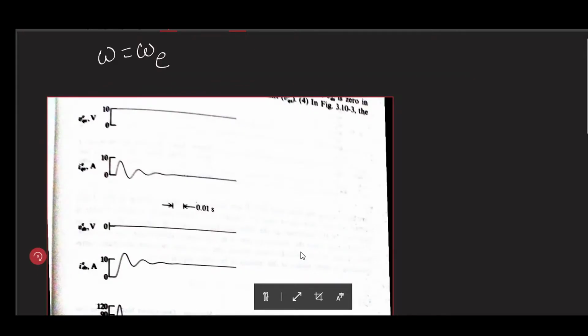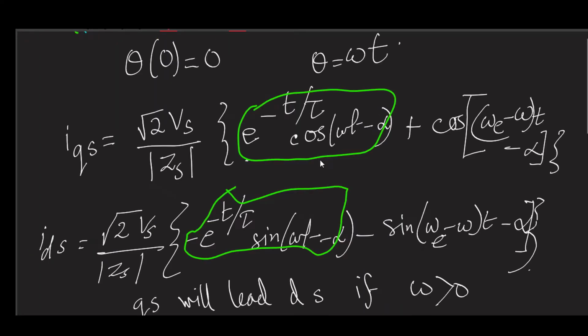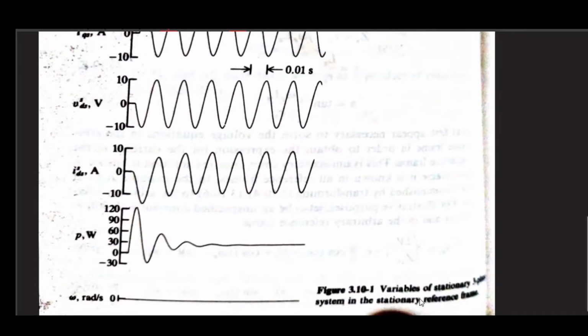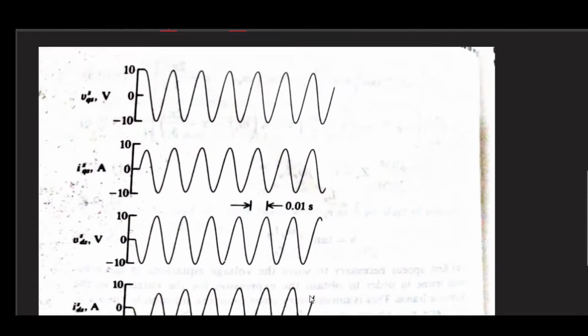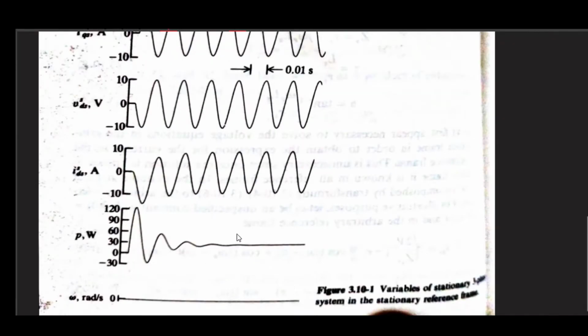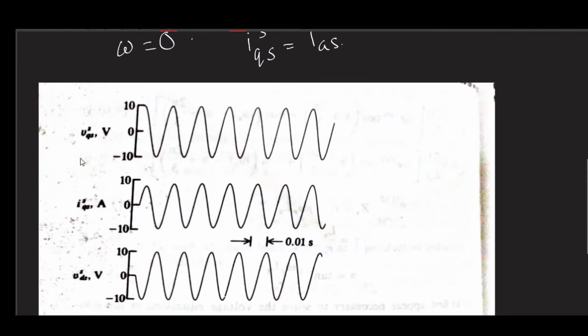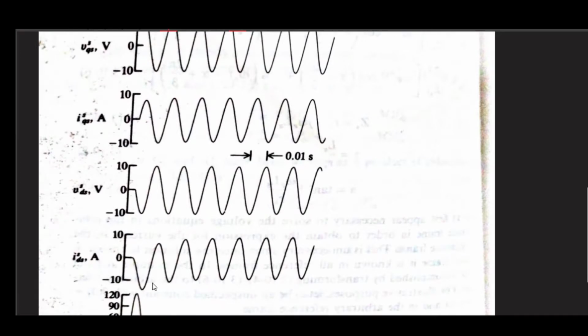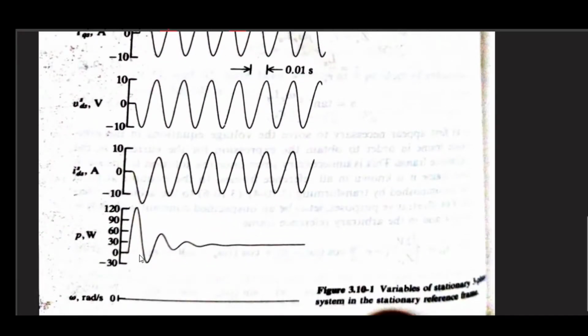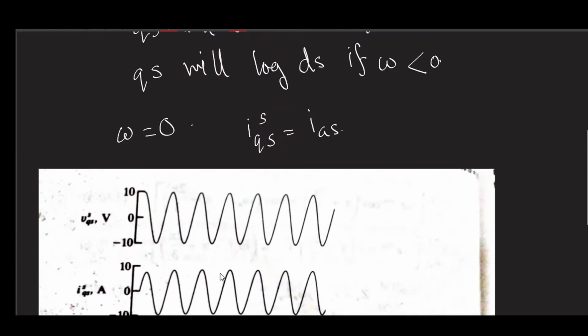The waveforms of the system variables in various reference frames we have shown here. One is this one that I discussed. This is the variable of the stationary system in the stationary reference frame. So we can see what the case is, and the first one is VQS, IQS, VDS, IDS, and then what about the power? There is some oscillation in the power, and then at steady state it reaches the steady state condition.